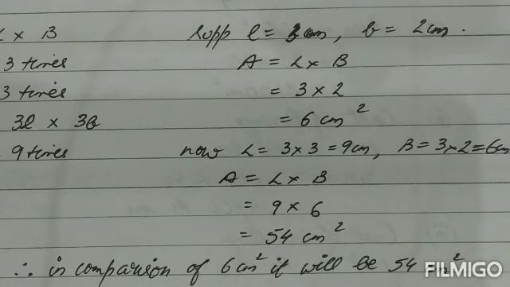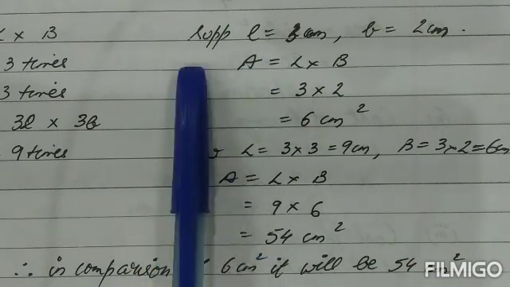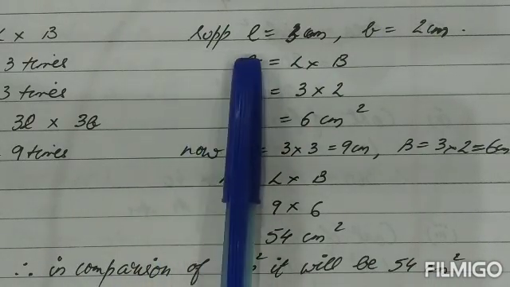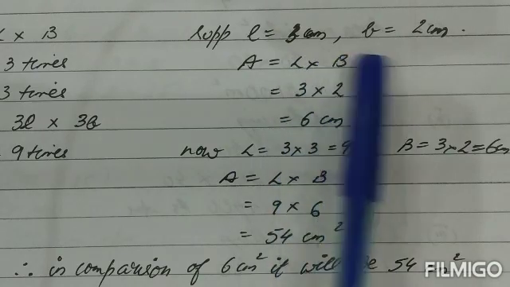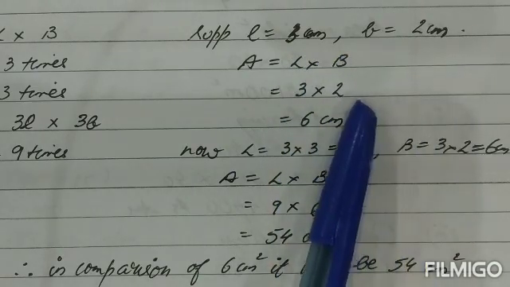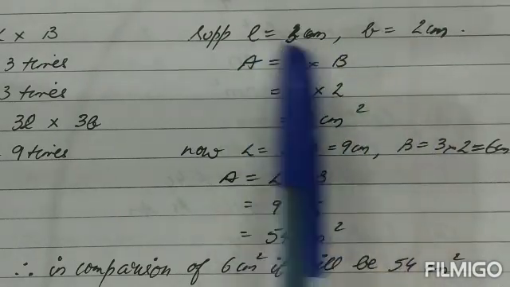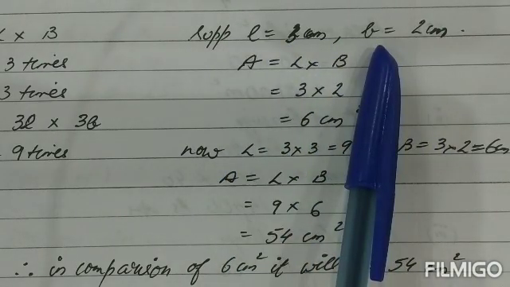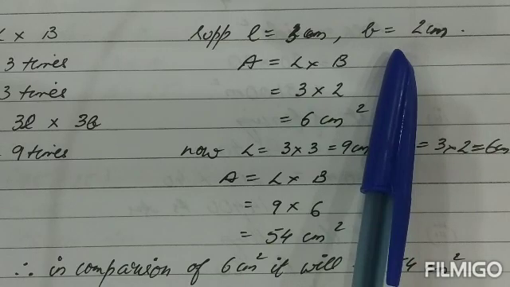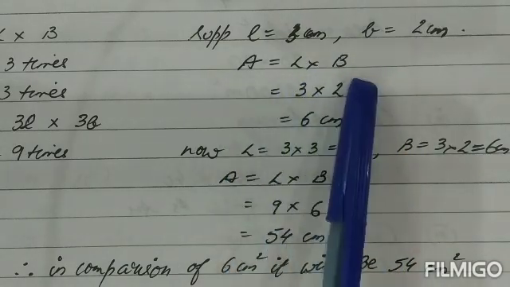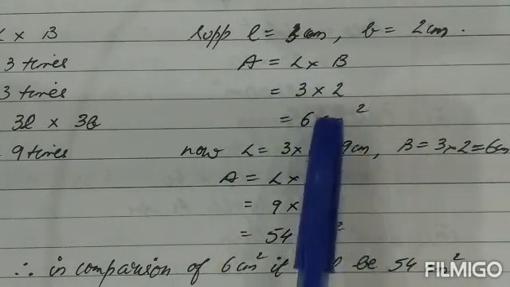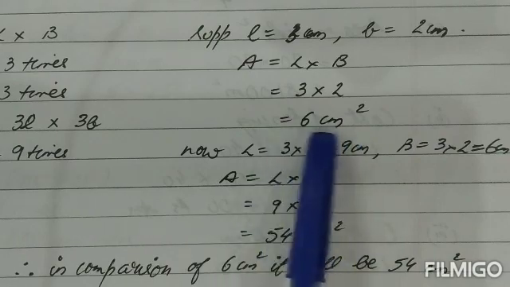Now see, children, I have taken the values. Let the length be 3 centimeters and the breadth be 2 centimeters. Now we have the values for length as well as breadth. You can take any values. I just wanted to clear it, so I have taken the simplest of the values. Area is equal to length into breadth, so 3 into 2 will give me the area as 6 centimeters square.